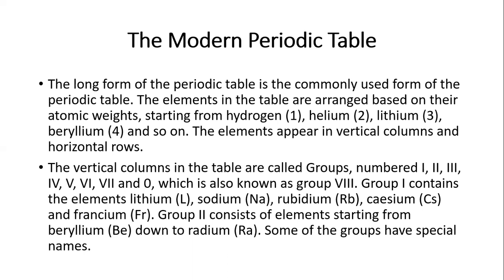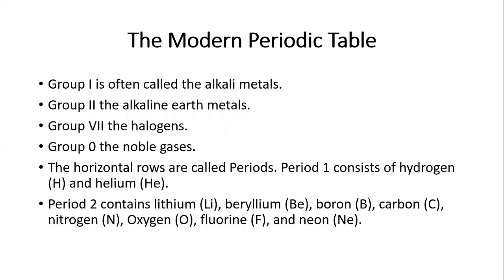Group 1 contains the elements lithium, sodium, potassium, rubidium, caesium, and francium. Group 2 consists of elements starting from beryllium down to radium. Some of the groups have special names. Group 1 is often called the alkali metals. Group 2 are called the alkaline earth metals. Group 7 are called the halogens, and group O are the noble gases.